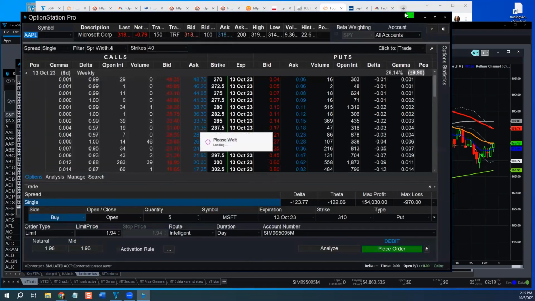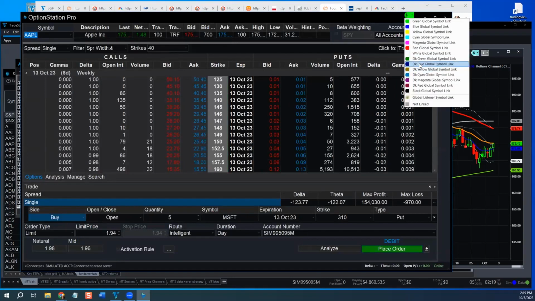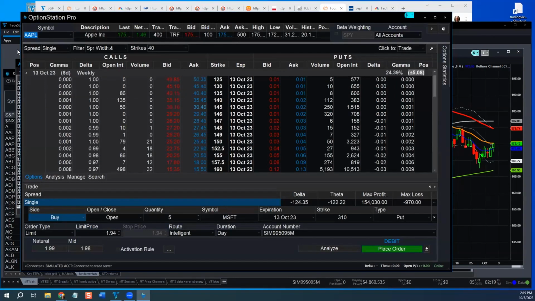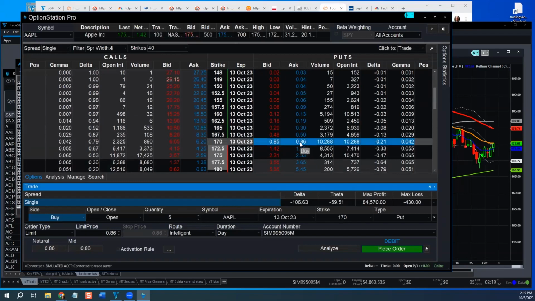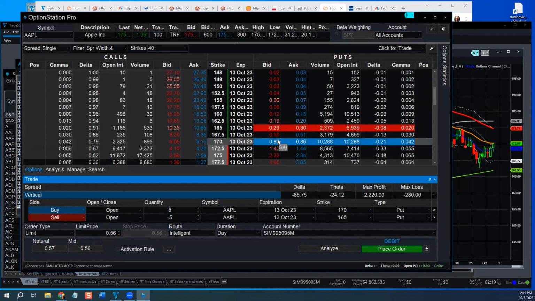By the way, I'm going to change my color. I'm going to make this teal or cyan, and that way it's going to match whatever I put up on here. In this case, something like the 170 puts, you can see them here. A person clicking on that can then hold down the control button and click on the 165s, and look, a put spread like that is something like 55 cents with potential to expand to $5. So that is potential risk reward of something like ninefold.